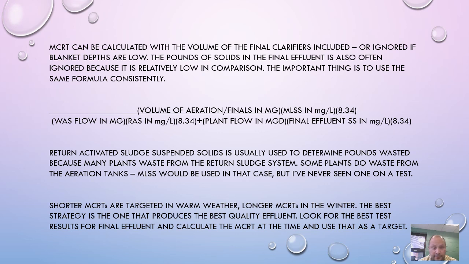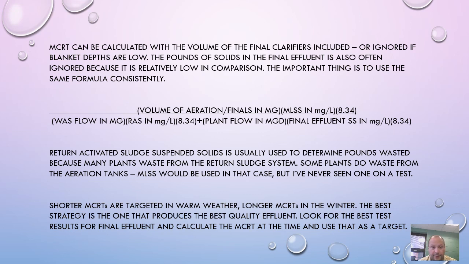So gallons wasted per day times, usually it's going to be return activated sludge suspended solids. That's the only way that I've seen it calculated on an exam. They're just assuming that the plant is going to waste from the return activated sludge line. So it's going to be gallons wasted times return activated sludge suspended solids times 8.34. That'll give you your pounds wasted. And then pounds leaving in the final effluent is going to be your plant flow in million gallons per day times the final effluent suspended solids, which is usually a pretty small number, times 8.34. So add pounds wasted and pounds in the final effluent together, and that's the number that's going to go below the line.